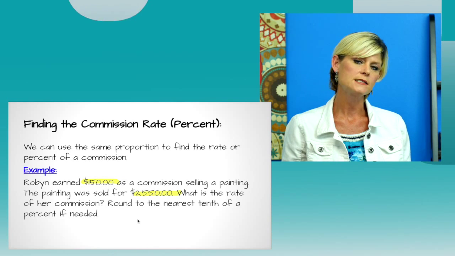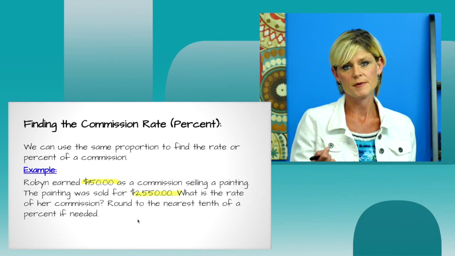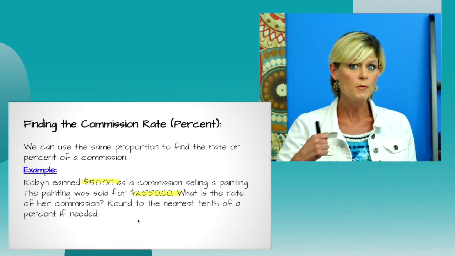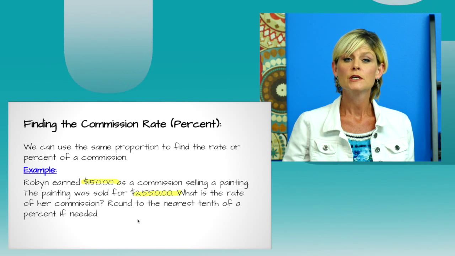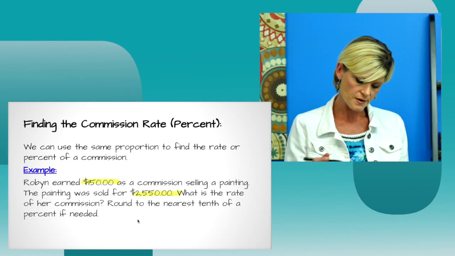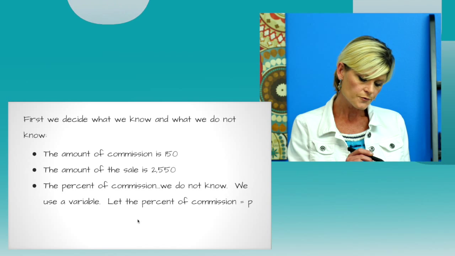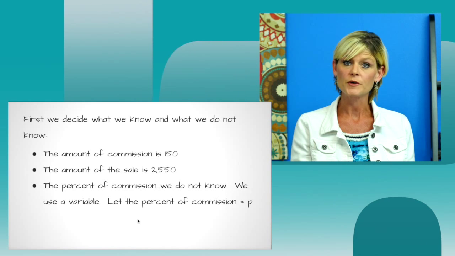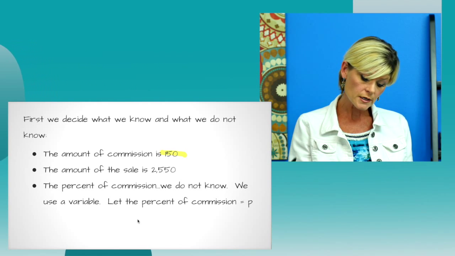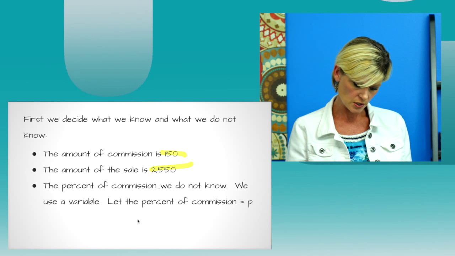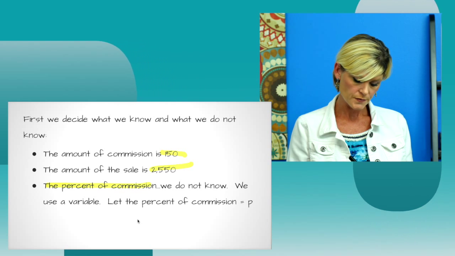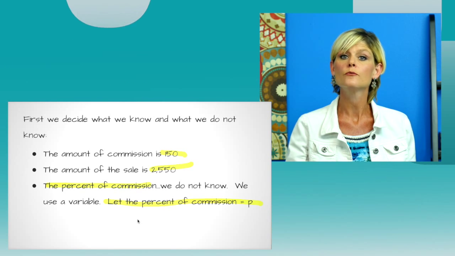So in the last example, we had to figure out what the 6% came out to, how many dollars that was equal to. In this problem, they're telling us how much money it is, in this case $150, and the question is asking us to figure out what percent that is, 150 of $2,550. So first, we need to decide what we know and what we do not know. We know that the amount of the commission is $150. We know that the amount of the sale is $2,550, but the percent of the commission, that's what we don't know. So we're going to use a variable there, and we will let the percent of the commission equal P.